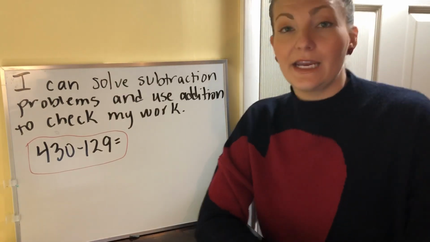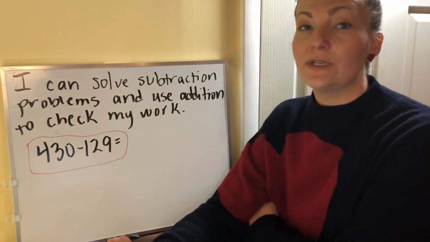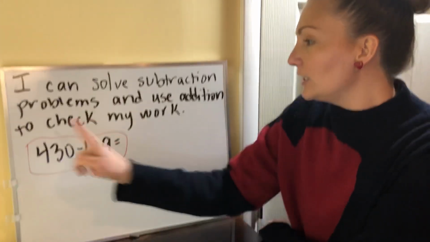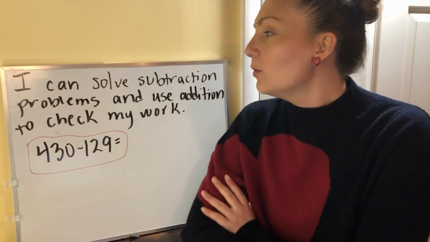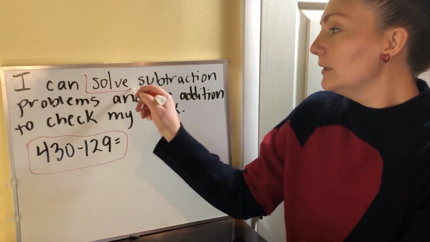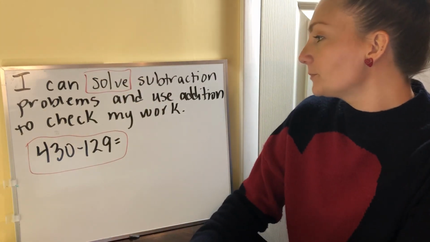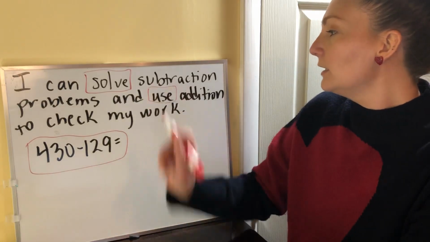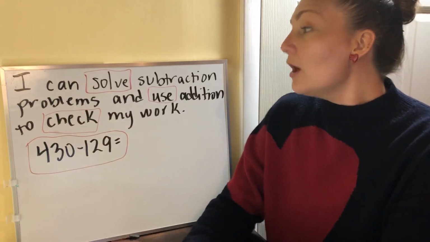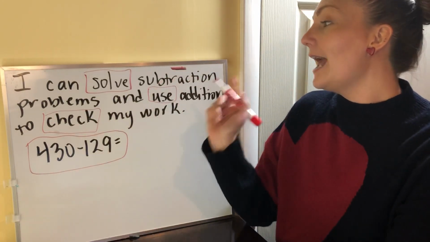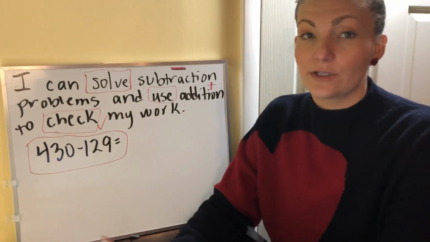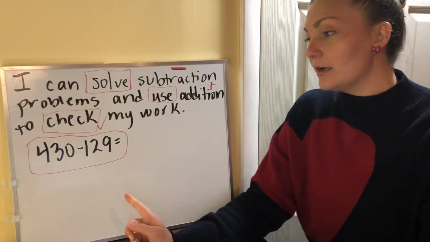So we're starting with our lesson today, and you can read the I can statement with me if you can see it. I can solve subtraction problems and use addition to check my work. So our action for the day today is solve. There's another action word here: use. And actually one more, check. So we're solving subtraction problems, but then after we do that, we're going to use an addition problem to check our work and see if it's correct.